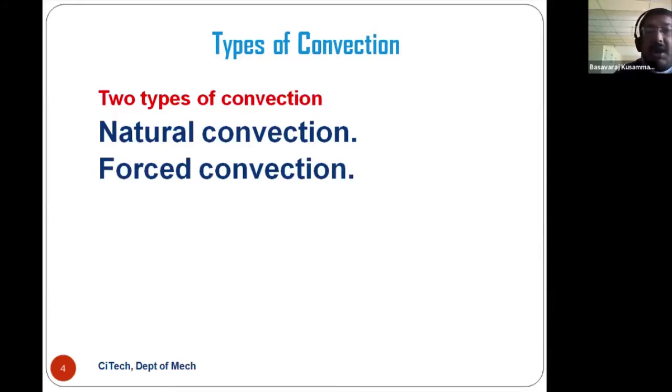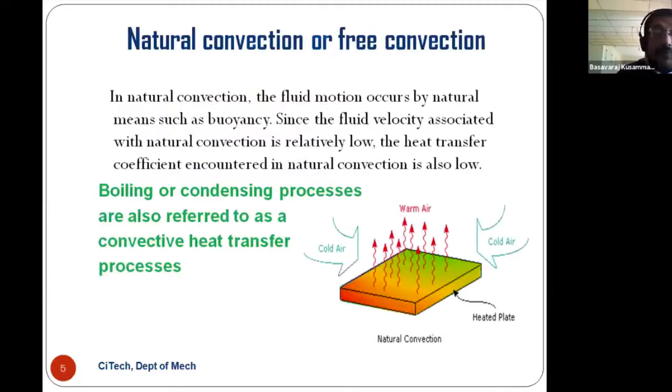So what are the types of convection? One is called natural convection and the other is called forced convection. Natural convection is also called free convection. In natural convection, the fluid motion occurs naturally. The fluid will be flowing naturally. Suppose air is moving, so how will the air be moving?